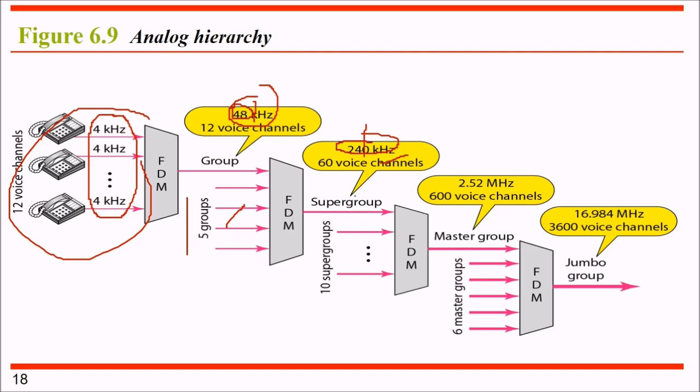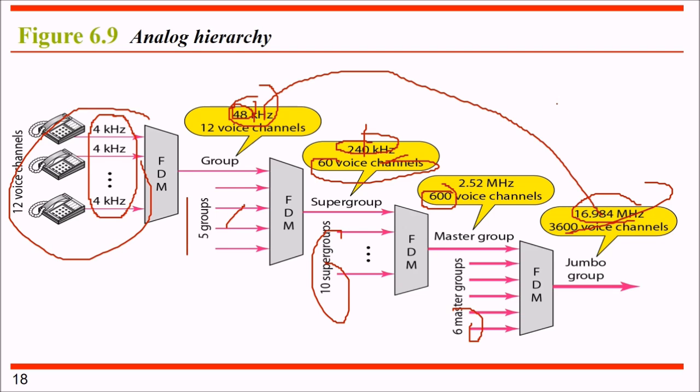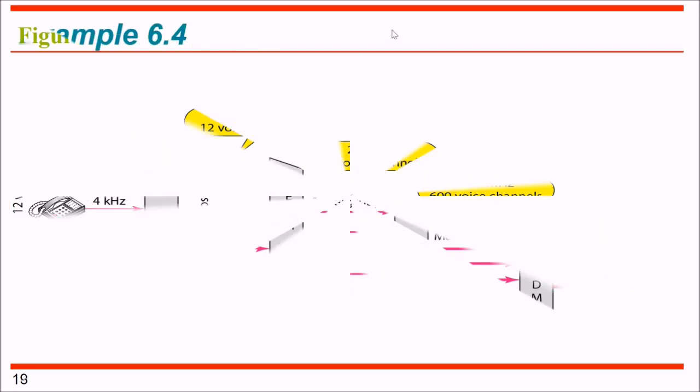Now 240 kilohertz, 10 subgroups of 60 voice channels. So 60 into 10, 600. Again 6 master groups, 600 into 6, 3600 voice channels. And the bandwidth increases from 48 kilohertz to 16.984 megahertz for a jumbo group.